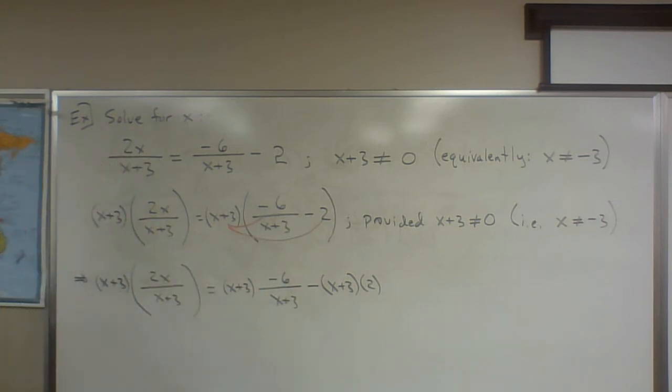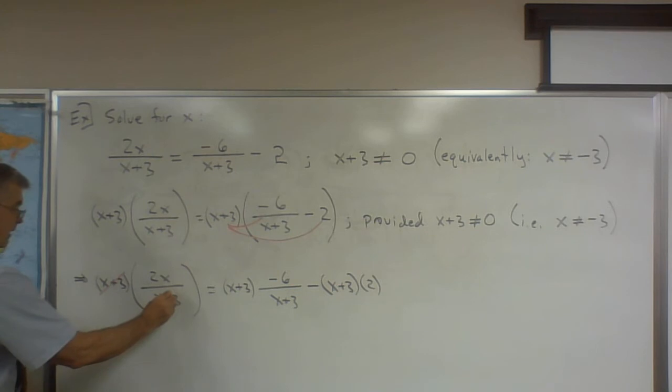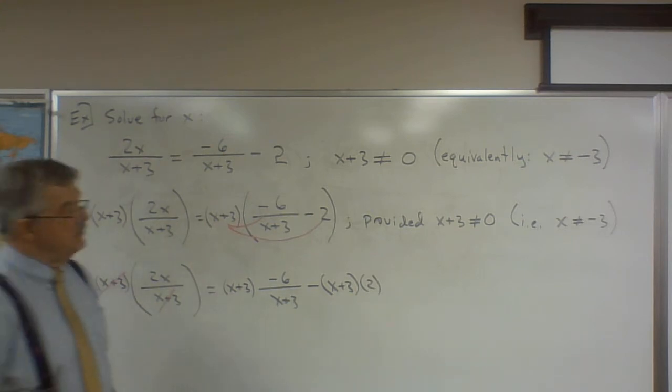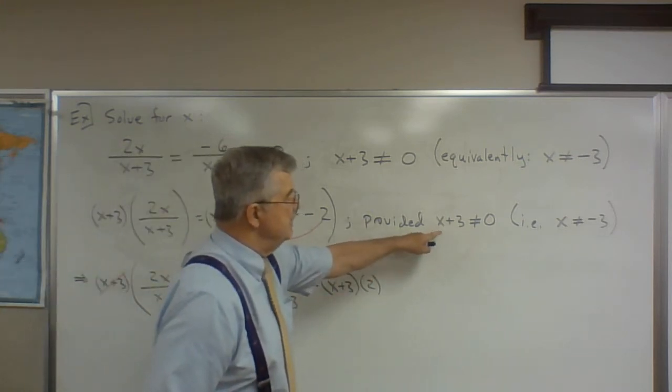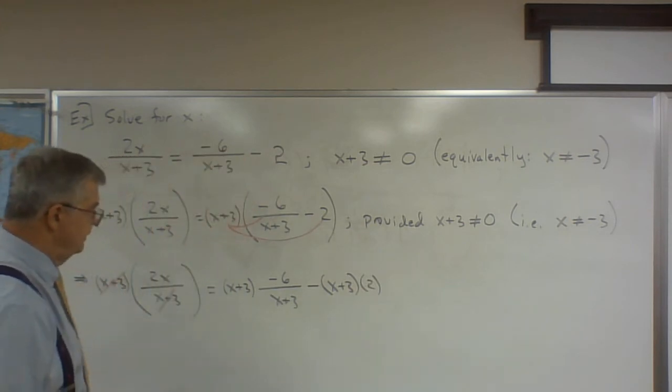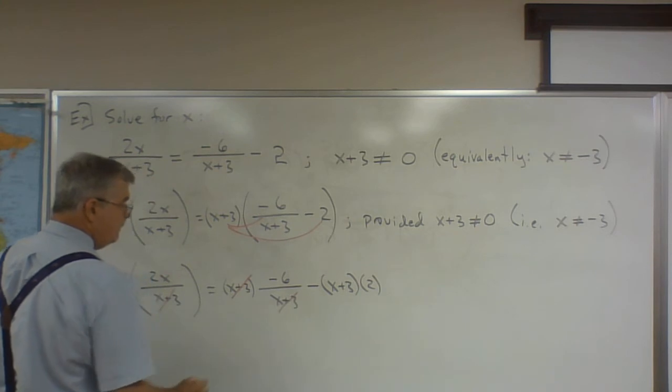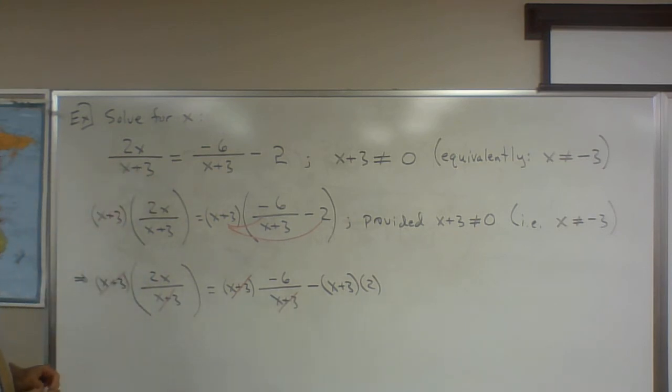Okay, now let's see. We can cancel as long as x plus 3 is not 0. We can divide top and bottom by x plus 3, and we've conceded that x plus 3 is not 0, so we can do this. And we can cancel here as well. Okay, let me erase the board.